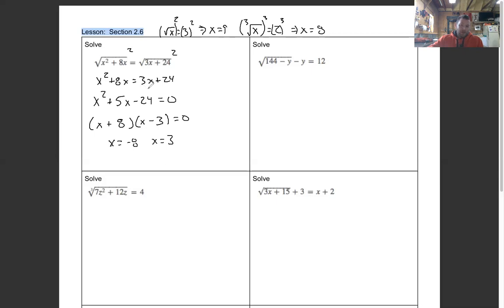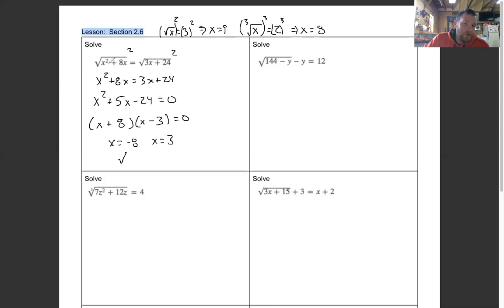You need to go back and check your answers, especially when we're dealing with square roots and squares. Sometimes the negative will get canceled out, and with that being said, you might get in trouble with some of these negative answers. So go ahead and plug this back in. Negative 8 squared is 64 plus 8 times negative 8, which is negative 64. So that's 0. The square root of 0 is 0. Plug it in on this side. 3 times negative 8 is negative 24. Negative 24 plus 24 is 0. The square root of 0. So this one works out.